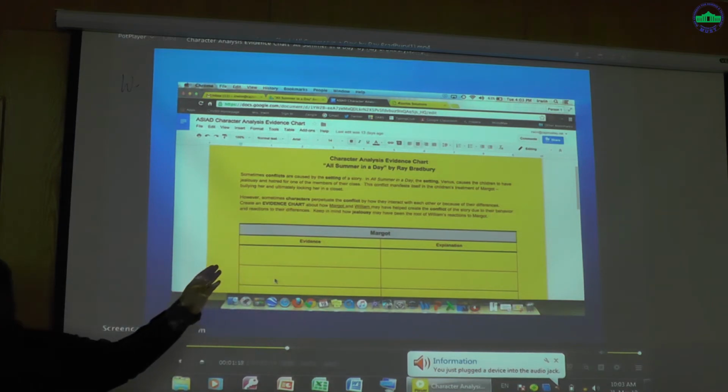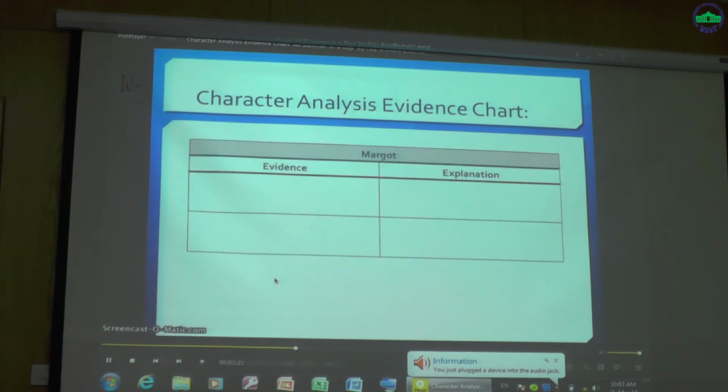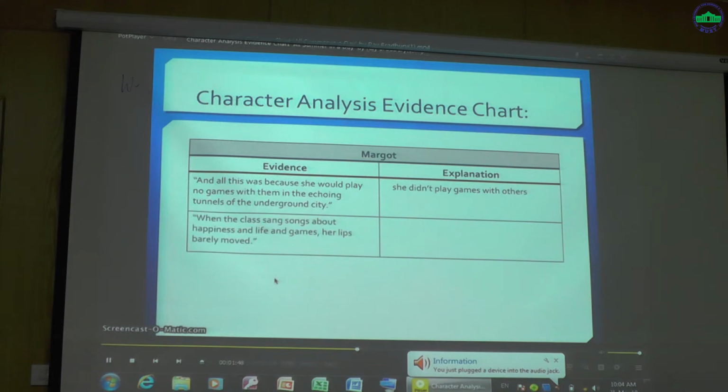You can replace Margot by William and you add your evidence and explanation. The evidence: all this was because she would play no games. Explain. See, this is your assignment. And apply to William too.